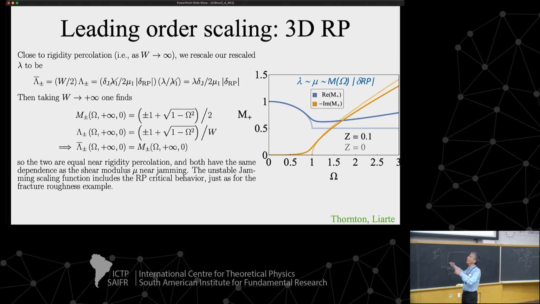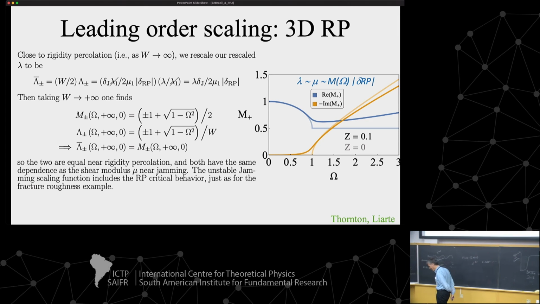When delta RP goes to 0, it goes to infinity. We can take our formulas and take that limit, and then we get the universal scaling function for M being the same as it was. The universal function for lambda bar is just exactly the same as the universal scaling function for M.